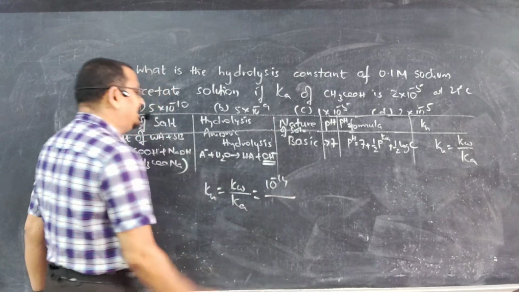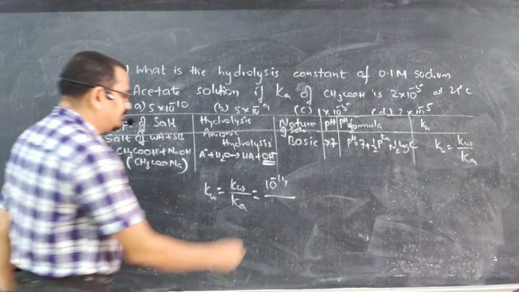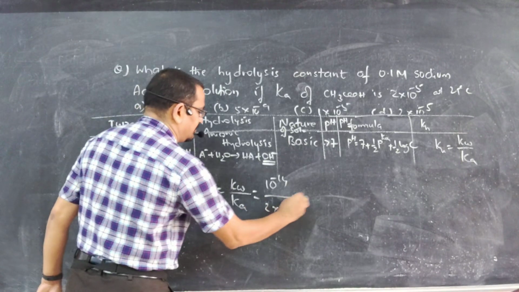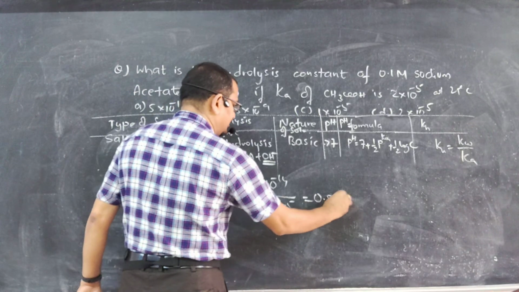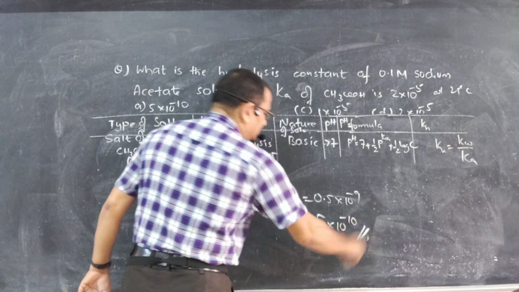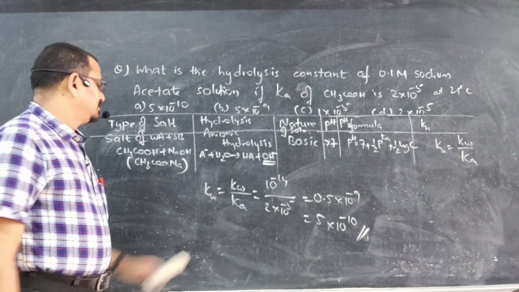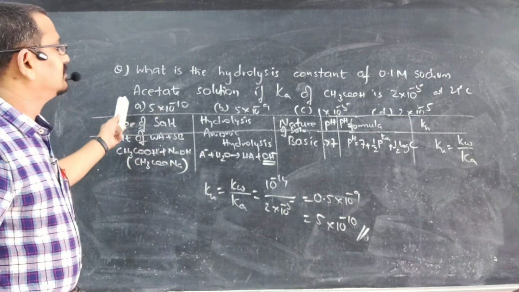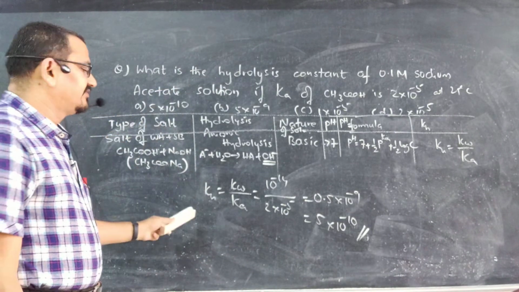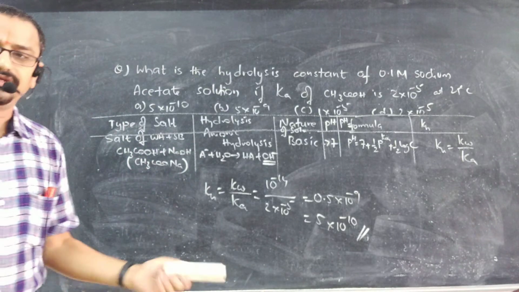And what is the Ka value given? 2 into 10 power minus 5. So it is 0.5 into 10 power minus 9, that is 5 into 10 power minus 10. So this is how we can calculate the hydrolysis constant of a given salt. Using the table given in the previous slide, we can calculate.